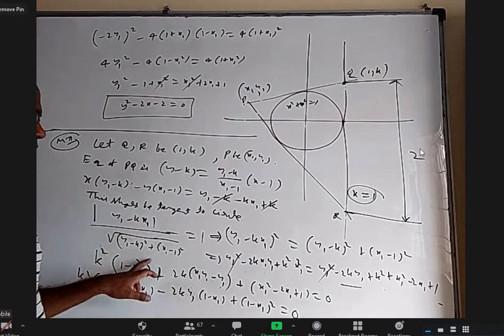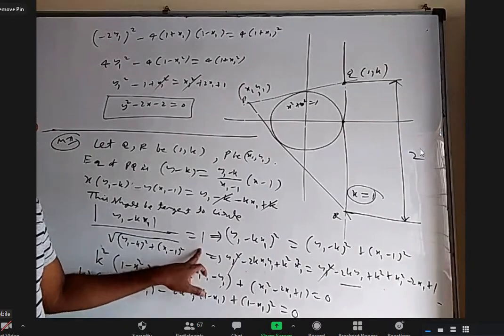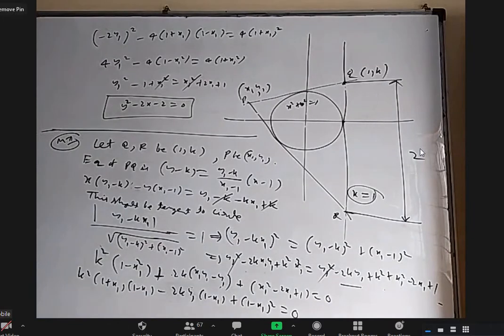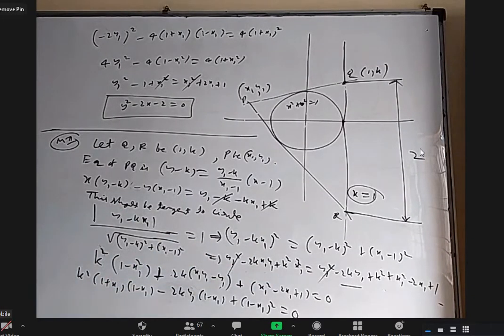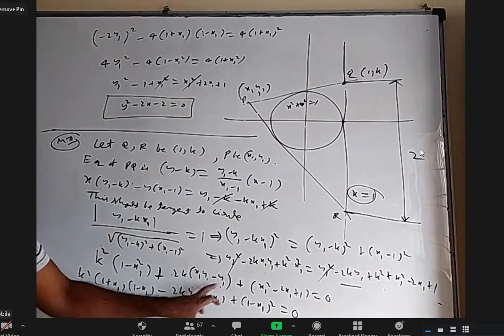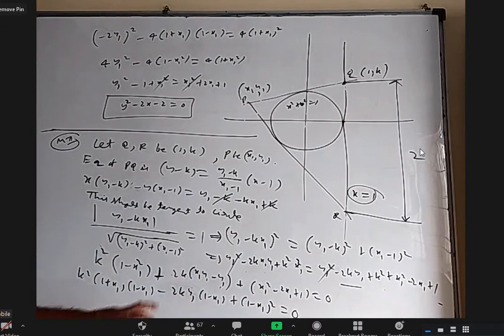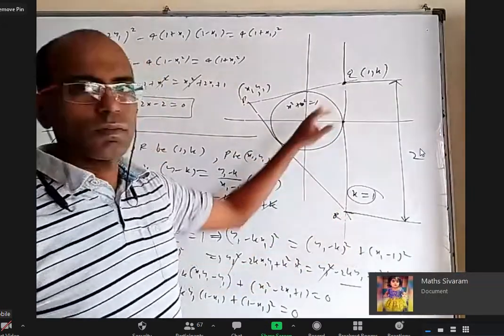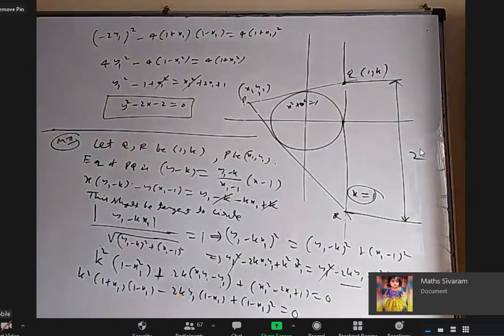So mod c by root a square plus b square equals this. I sent the denominator to that side and expanded it. And when I brought everything to one side, I got k square into something, k into something. This is a quadratic equation in terms of k. I'll get 2 answers for k. What are the 2 answers for k? This y coordinate and this y coordinate. Then what should the difference of the roots be?